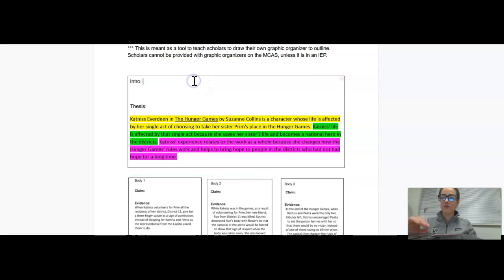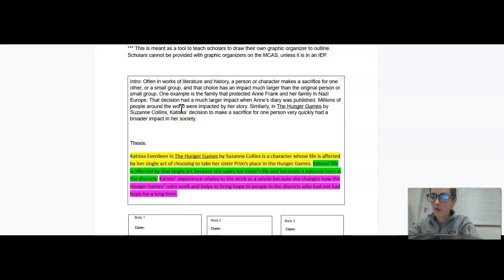So I will say, and that is going to be the beginning of my intro because then I can connect it to my thesis. Katniss Everdeen in The Hunger Games by Suzanne Collins is a character whose life is affected by her single act of choosing to take her sister Prim's place in the Hunger Games. Katniss's life is affected because she becomes a national hero. So you can see how I start by setting context and giving some background information and making it more general. And then I connect it to Katniss in this book in particular.